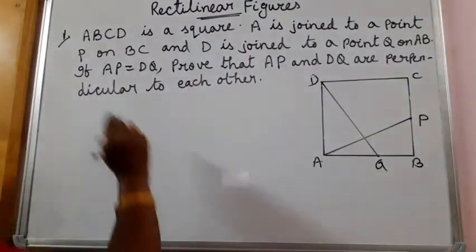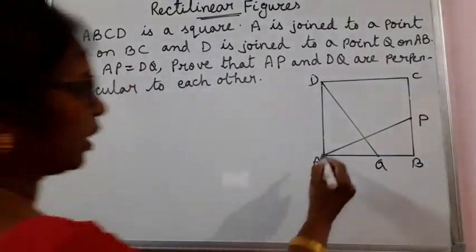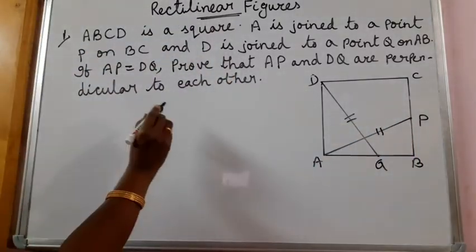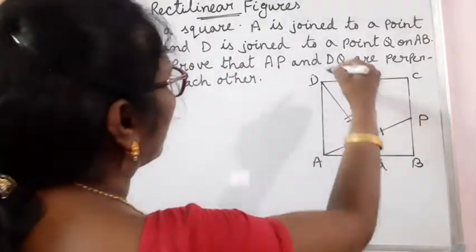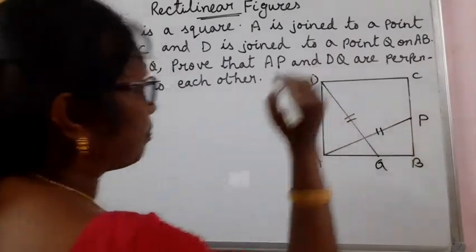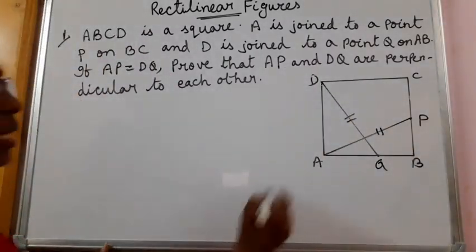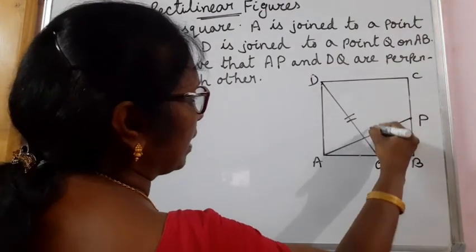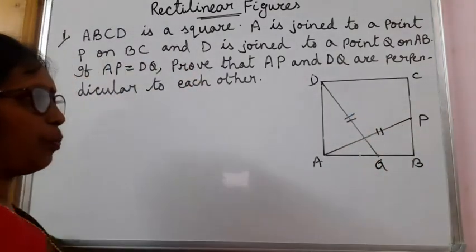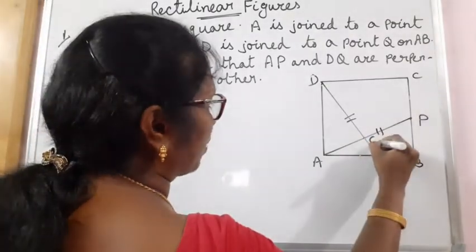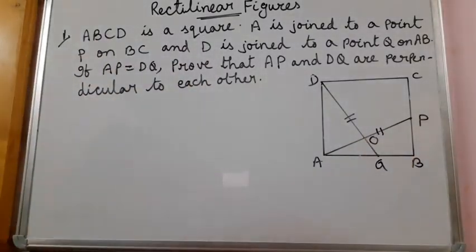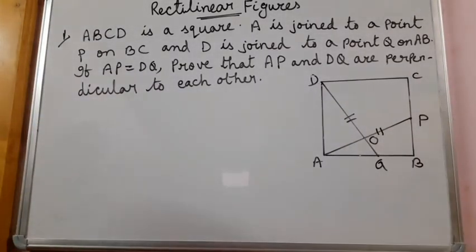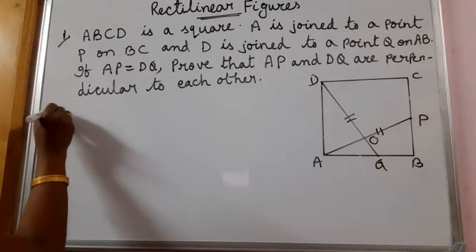If AP is equal to DQ, prove that AP and DQ are perpendicular to each other. That means these two are perpendicular to each other, that means this is 90 degree. We have to prove. Let me name this point of intersection of AP and DQ as O. Now, let us solve for this.